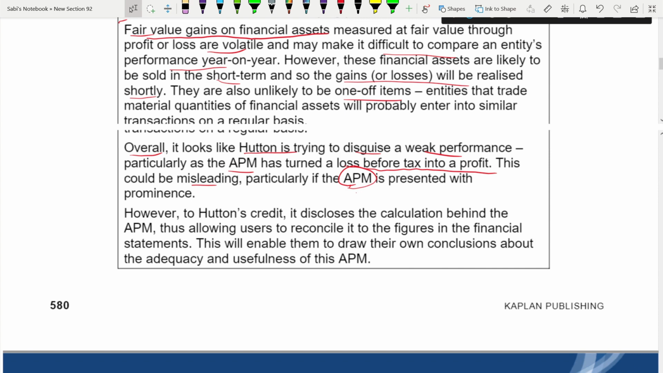However, to their credit, it discloses the calculation behind the APM. In a way, it's good. They have disclosed how they've calculated it, thus allowing users to reconcile this figure in the financial statements. So this will enable them to draw their own conclusions about the adequacy and the usefulness of this APM. Every user will have their own conclusion, whether this is useful or not.